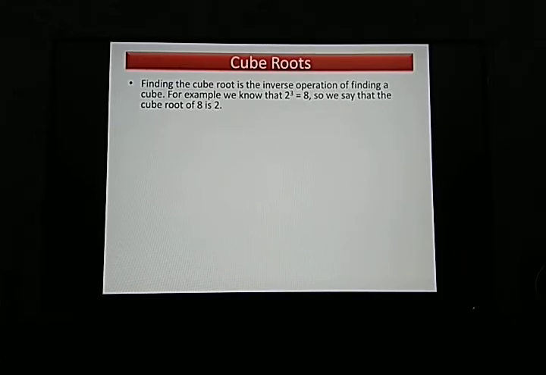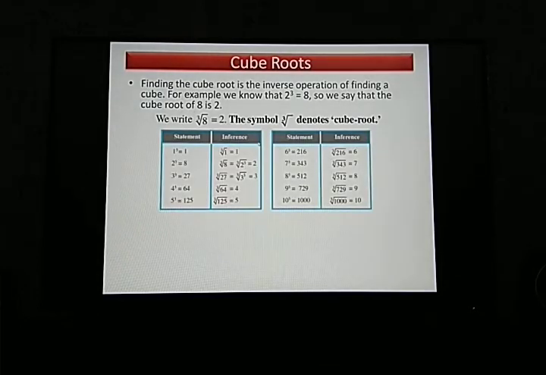Now how do we denote this cube root? We write cube root of 8 equals to 2 in this way. So this symbol, it is just like a square root, but along with it there is a 3 in front of it. Clear? So this symbol denotes cube root. Now next, how do we find the cube root?